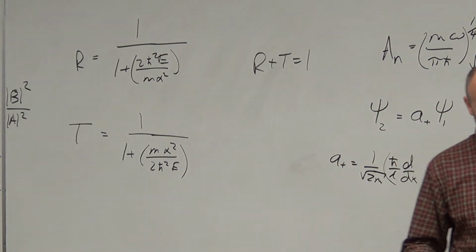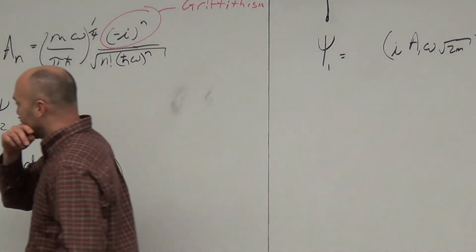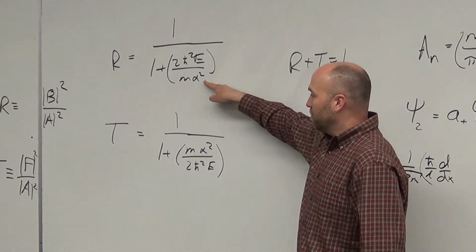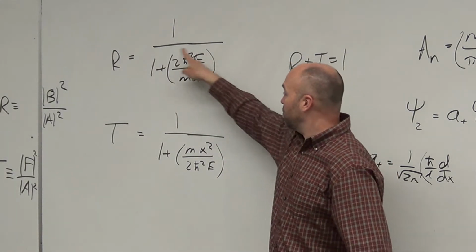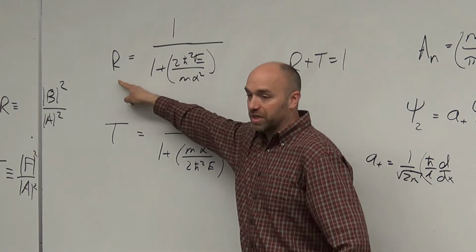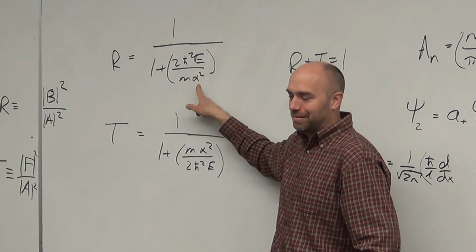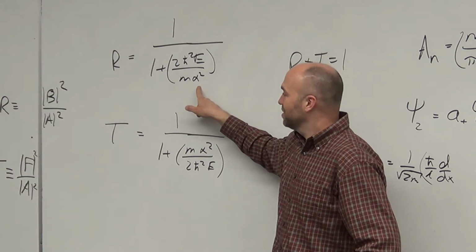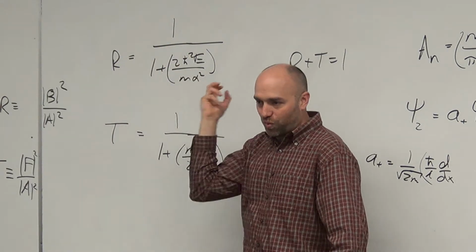Okay, so if we make alpha stronger, what's that going to do to our reflection coefficient? As this number gets bigger, what's going to happen to this quantity? It's going to get smaller. As this number gets smaller, what's R going to become? Bigger. If we made this infinite, what would R be? 1. So everything bounces back if we make it really super strong.